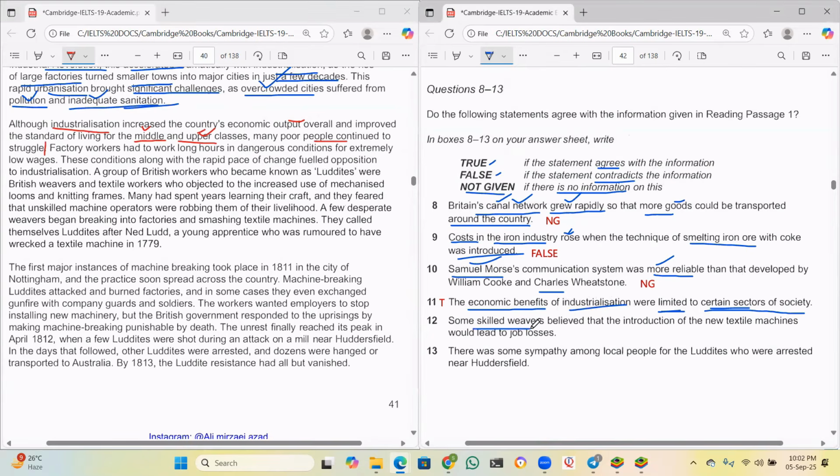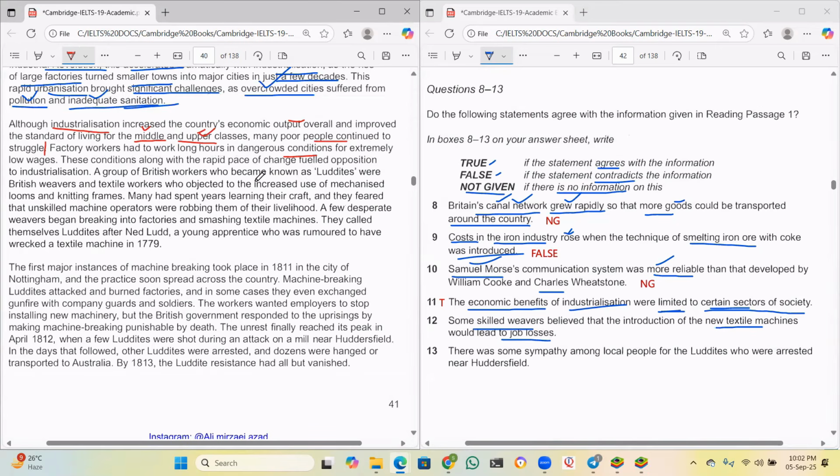Now, some skilled viewers believed that the introduction of the new textile machines would lead to job losses. He is talking about viewers now. Let us read further. I think interesting stories. So factory workers had to work long hours in dangerous conditions for extremely low wages. So these conditions, along with the rapid pace of change, fueled opposition to industrialization.